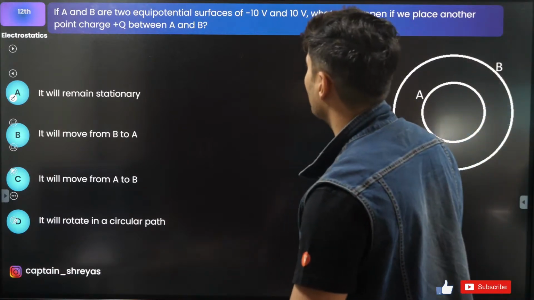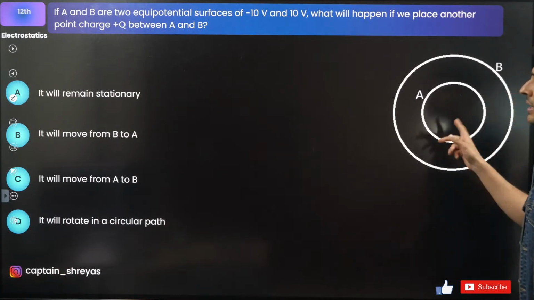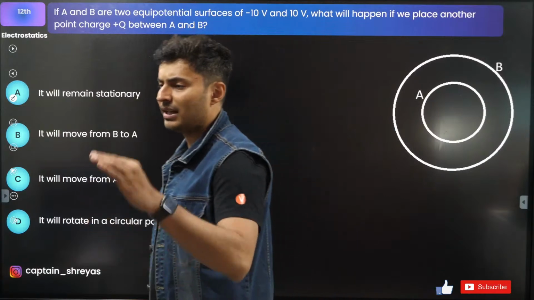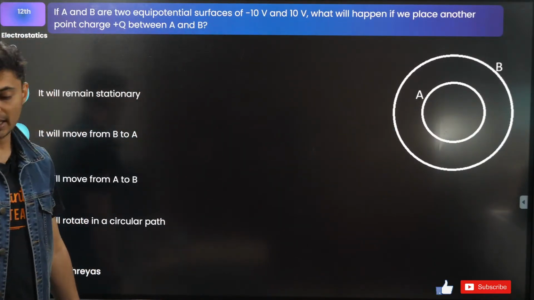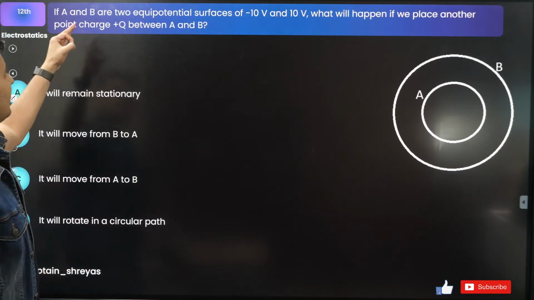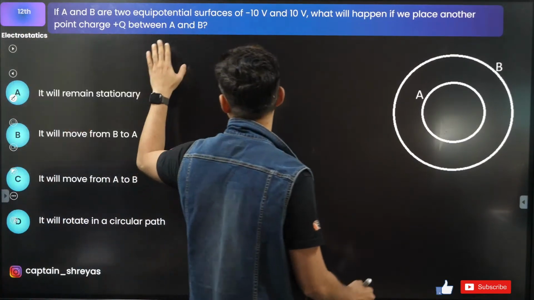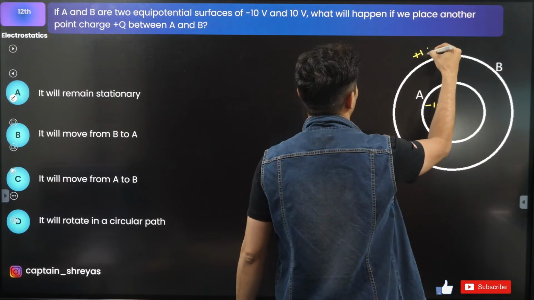Let's see if you guys can solve this. If A and B are two surfaces at minus 10 volts and 10 volts, what will happen if you place another point charge Q between A and B? What do you think is the answer to this particular question? Come on, think about it. A and B are two equipotential surfaces. Let's mark those potentials. A's potential is minus 10 volts. B's potential is plus 10 volts.